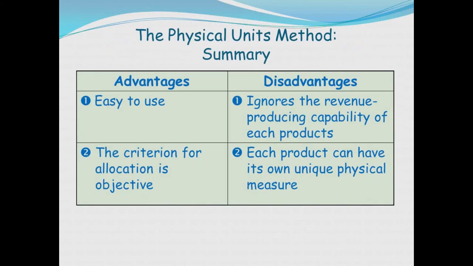Okay, the advantage of the physical units method is it's easy. It's objective. Volume of output. It ignores the revenue producing capability, and for some products, that's very important. The different products have different measurements. Oil. Can you compare the volume of output of asphalt with oil? One's in barrels, the other's in pounds of asphalt, or whatever the unit of measure is. So sometimes you just simply can't even do this, because you're comparing apples and oranges.